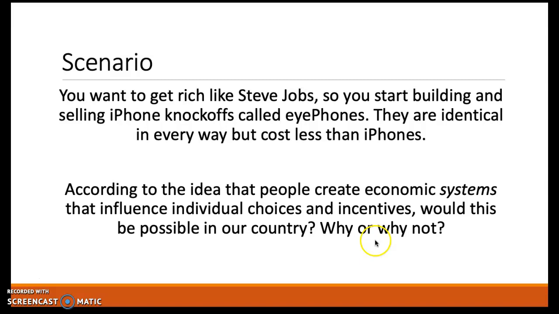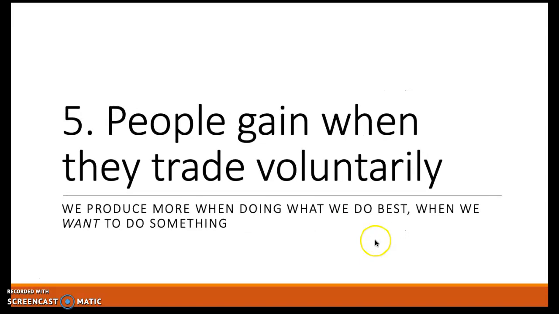So according to the idea that people create economic systems that influence our choices, would this be possible in our country? Short answer is no. You could try to do this, however, Apple will probably sue you for copyright infringement. So the economic system that is created here attempts to influence our choices. So you could make this choice, but it probably wouldn't be the best choice to make.